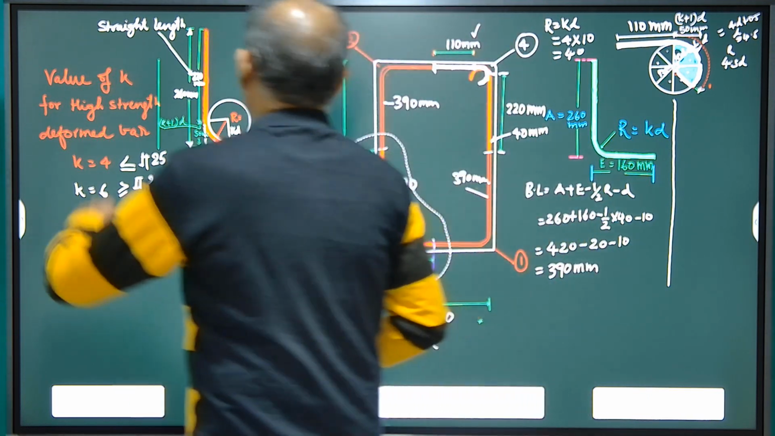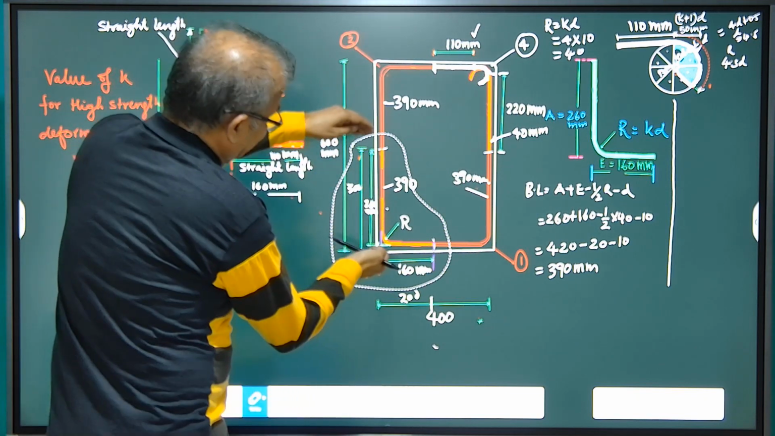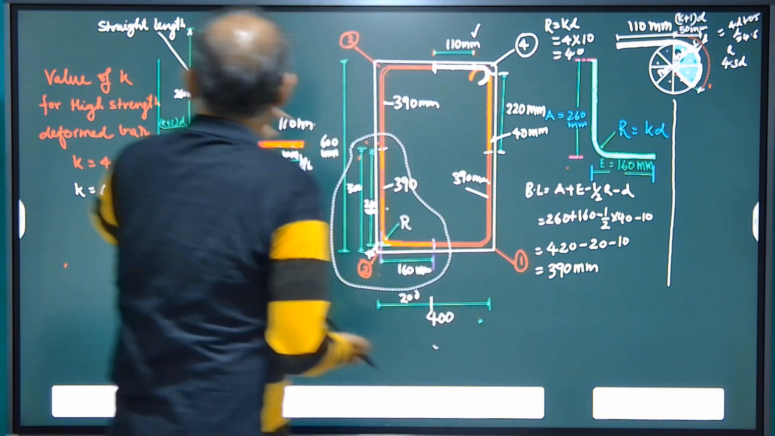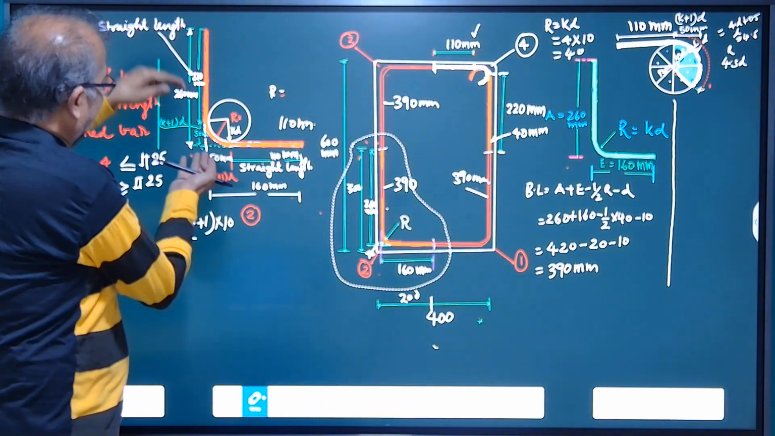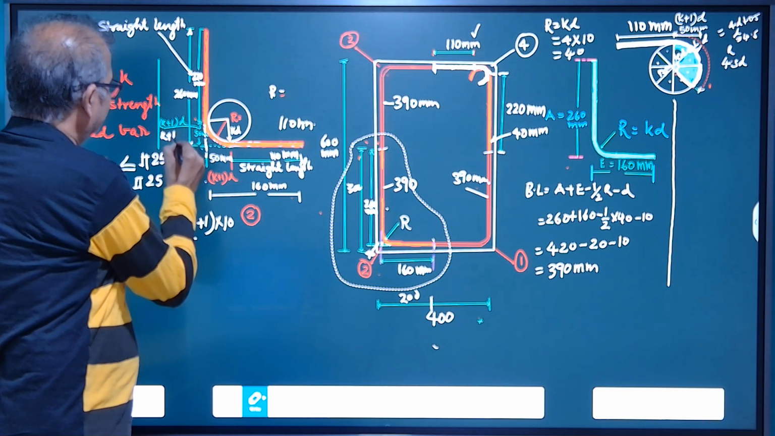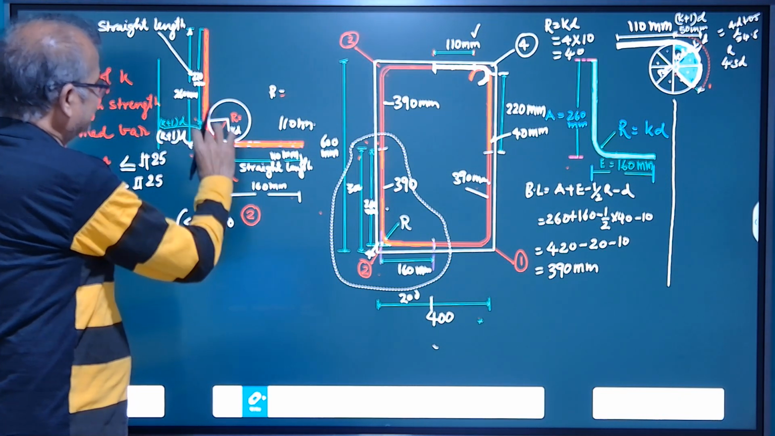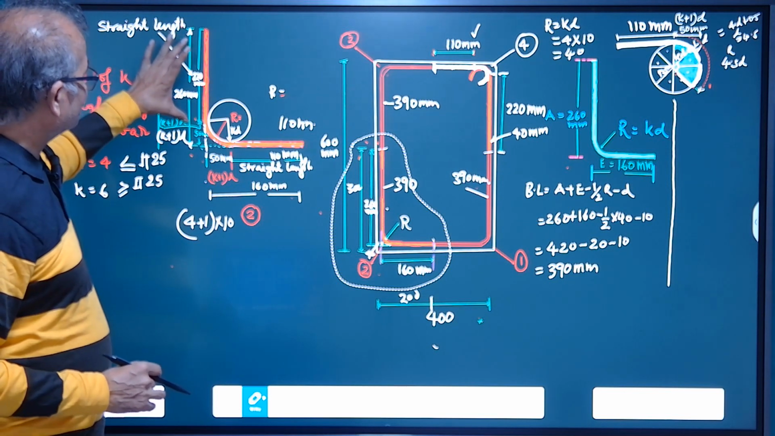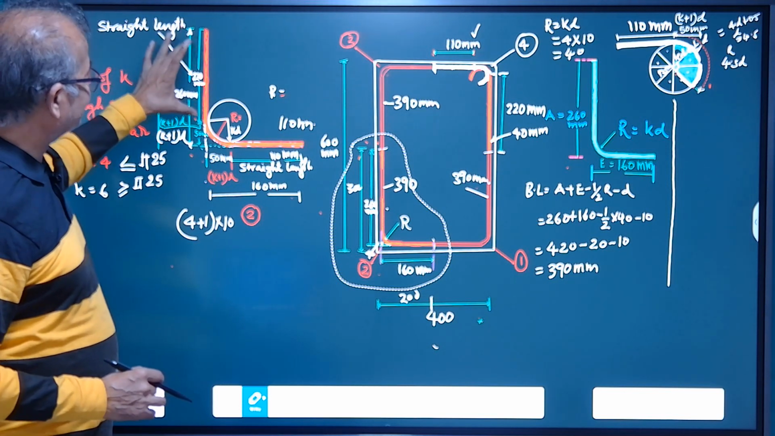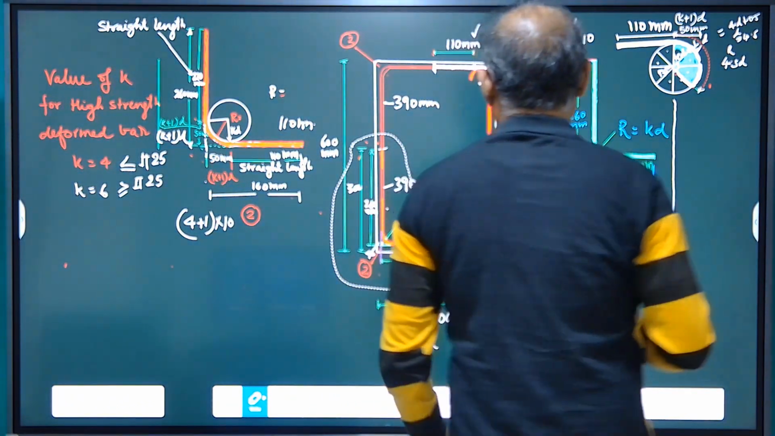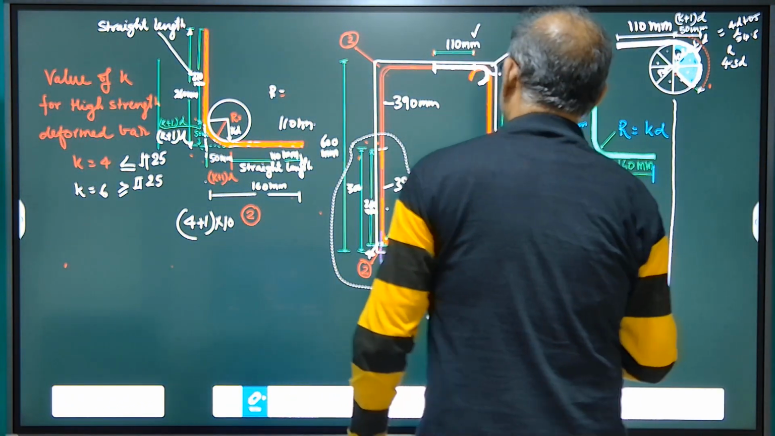Similarly, half of the length is 260 mm, and if this is 260 mm, we subtract 50 mm, the curve portion, (K plus 1) times D. So we find the straight portion of this bend, that is 220 mm. This is 220 mm.